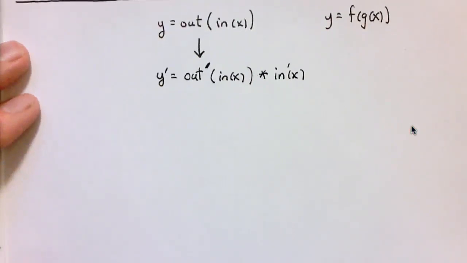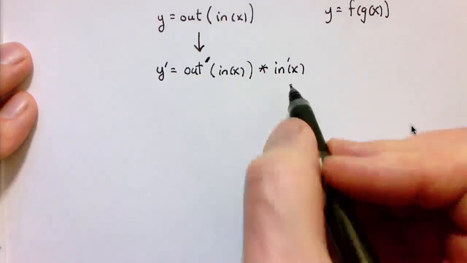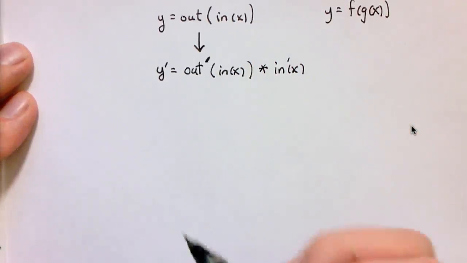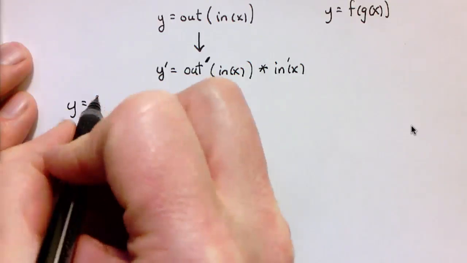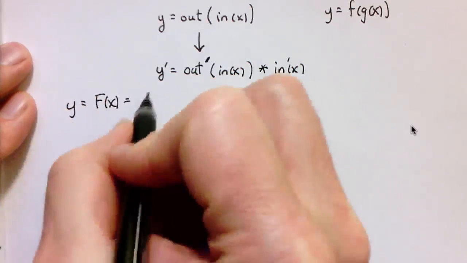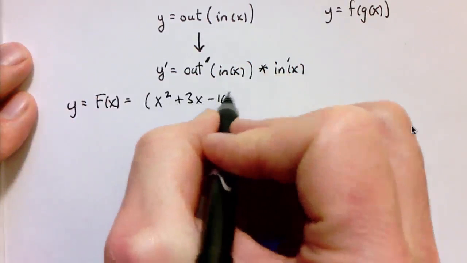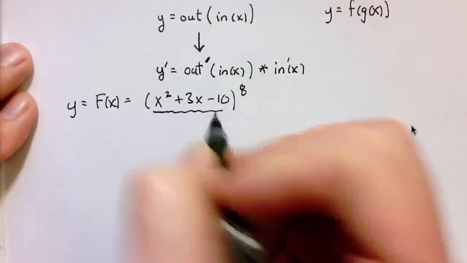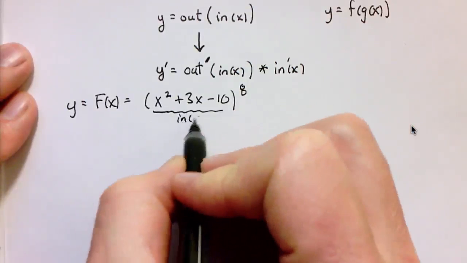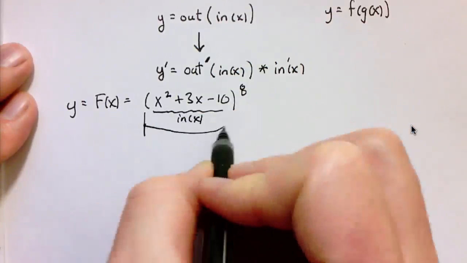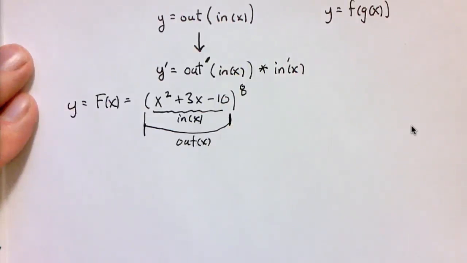So thinking of this in terms of outside and inside functions is often a very useful way to remember how to do the chain rule, or the procedure for the chain rule. Right, so let's look at a couple of our examples here. If we have y is equal to our composite function, here's my inner function, and my outer function is this guy here, which takes something to the 8th power.